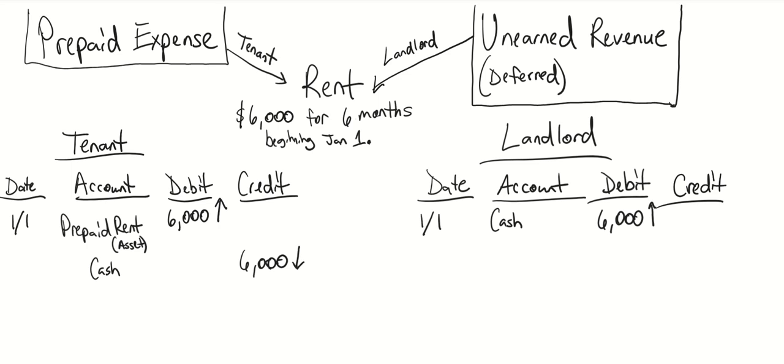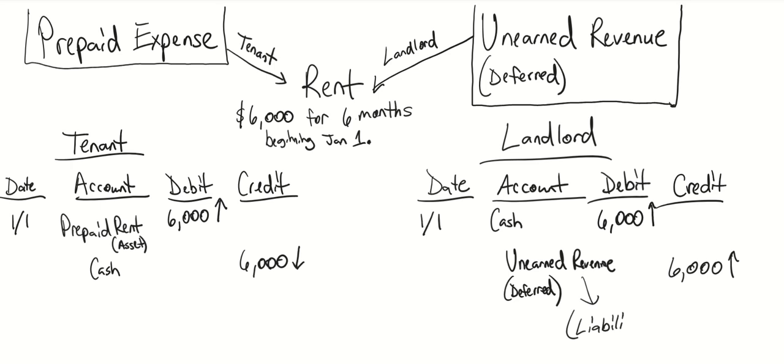Now, what account is going to be credited? The account that's going to be credited is either unearned revenue or deferred revenue. They mean the same thing, unearned, deferred. So we're going to credit this account for $6,000. That's going to increase this liability account, because this is a liability account.